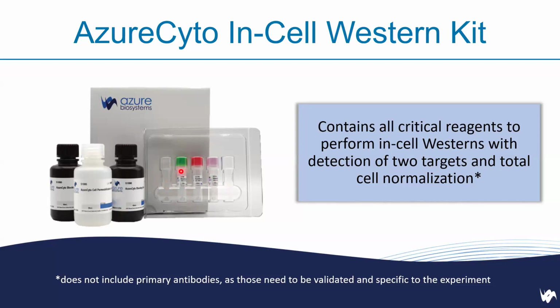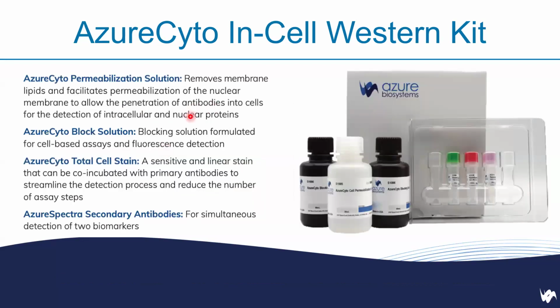So this is a 3-plex in-cell Western. This kit can be used to do 5 in-cell Western assays, meaning 5 times 96 wells. So this is how the kit looks like. These are the solutions in the kit, where you have your permeabilization solutions, your blocking solutions, and also the total cell stains, which is linear and also good for the normalization control, and the secondary antibodies.